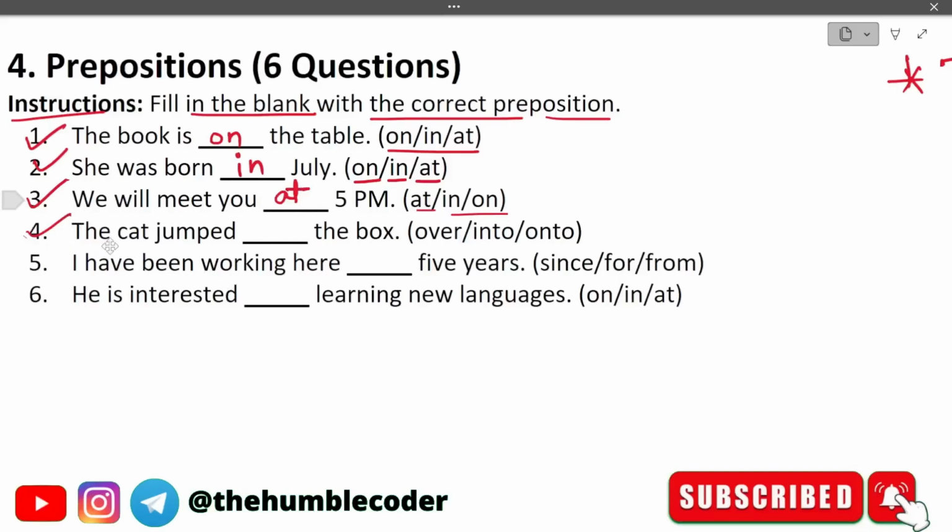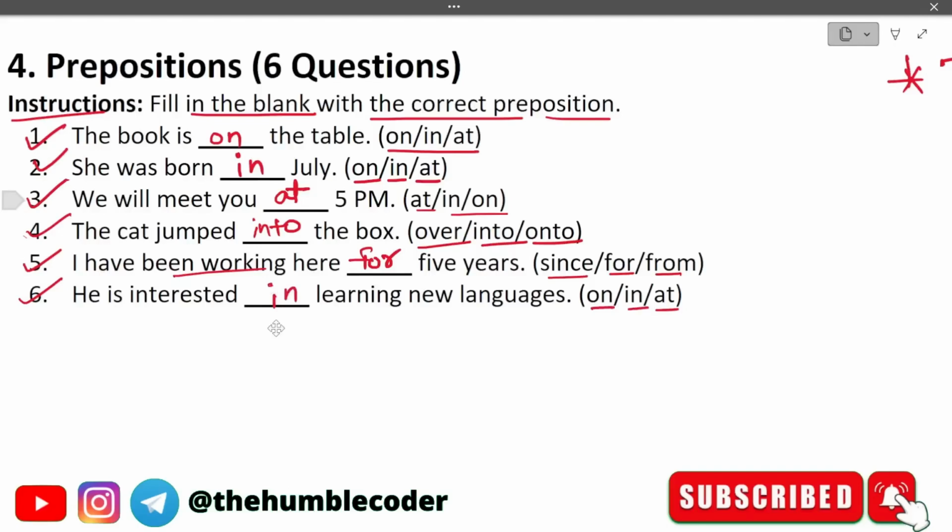Let's attempt the next question. The cat jumped dash the box. The options that we have are over, into, and onto. The cat jumped. What will be the option that will come here? The cat jumped into the box. Into the box. Let's move on to the next question now. I have been working here dash 5 years. Since, for, from. The correct answer for this will be for 5 years. Moving on to the next question now. He is interested dash learning new languages, and the options that we have are on, in, and at. The correct answer will be, he is interested in learning new languages.